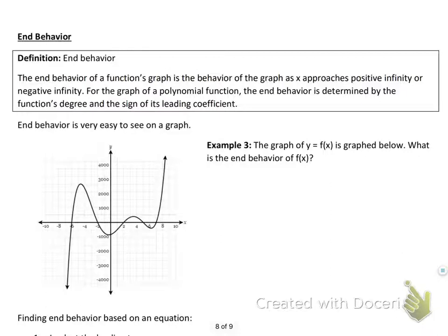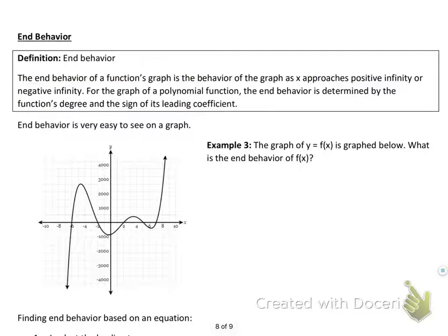Now we have what's called end behavior. End behavior we have dealt with a couple of times now. We just haven't called it end behavior. End behavior is what happens as you go to positive infinity, so all the way to the right, or negative infinity, which is all the way to the left. So let's figure this out. So the end behavior of this graph is determined by the function's degree and the sign of its leading coefficient.